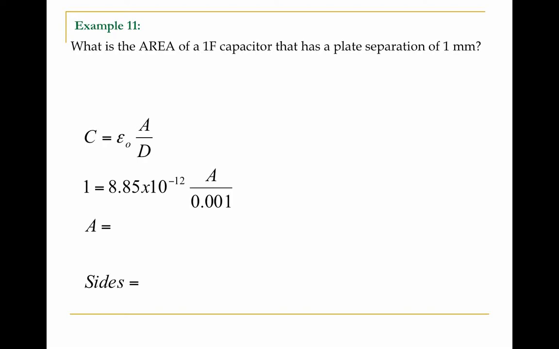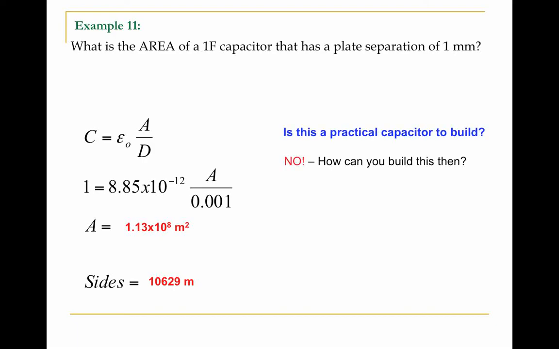Example number 11. What is the area of a 1 farad capacitor that has a plate separation of 1 millimeter? If you do that, C is equal to epsilon A over D. D is the separation between the plates, which is 1 millimeter, 0.001. If you do that, you find the area to be, if you think of a square, something like about 10 kilometers in size, which is impossible. That's experimentally impossible. How do we overcome that?